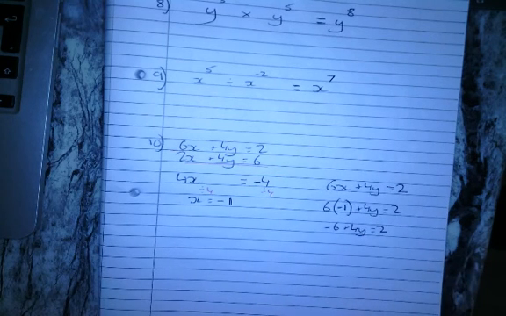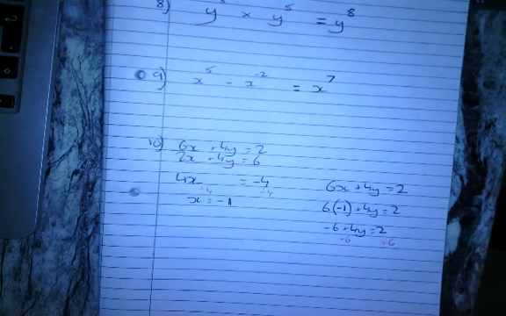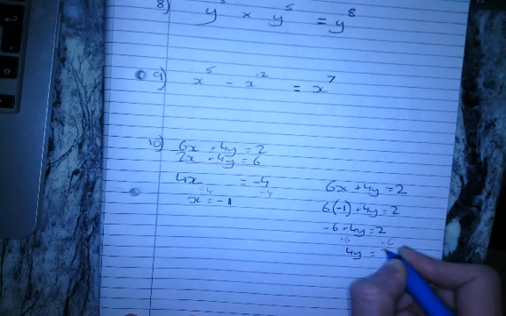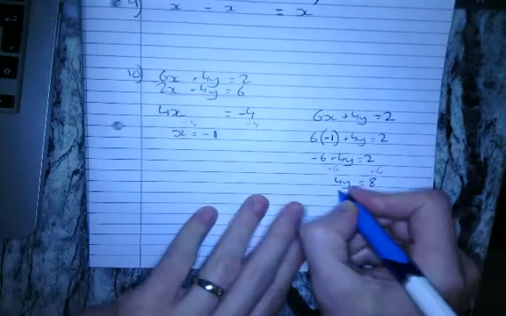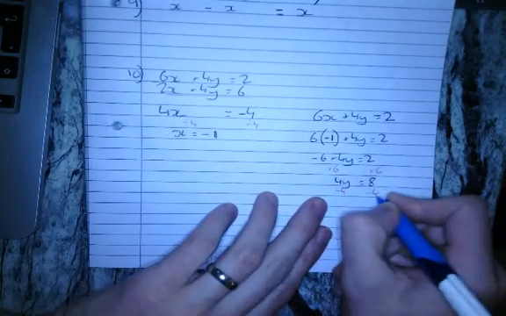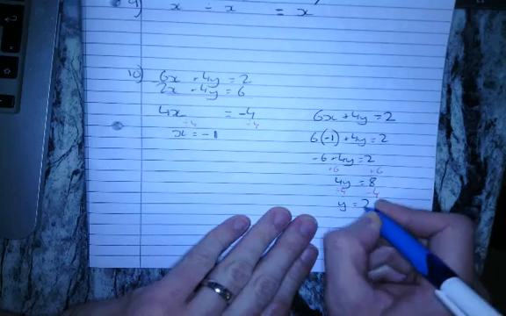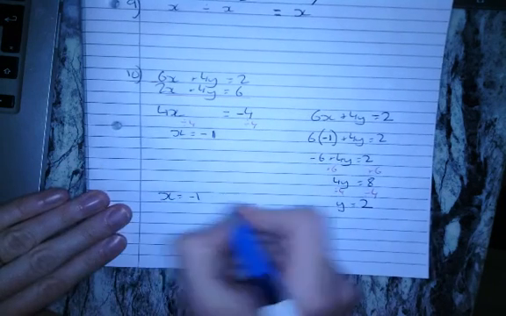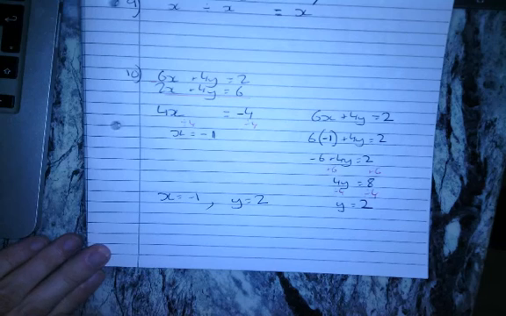And then solve it to find y. So add 6 to both sides. That will tell me that 4y equals 8. And by dividing by 4, that tells me that y equals 2. So my answers were x equals minus 1, y equals 2. And that's the final question.